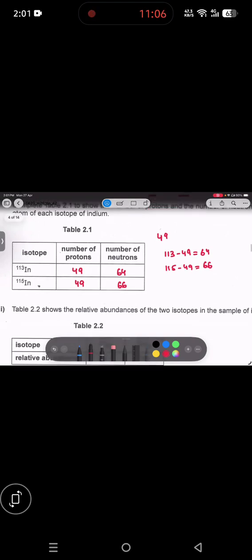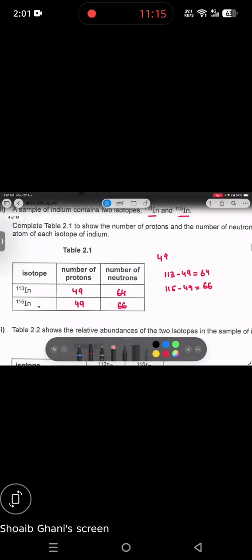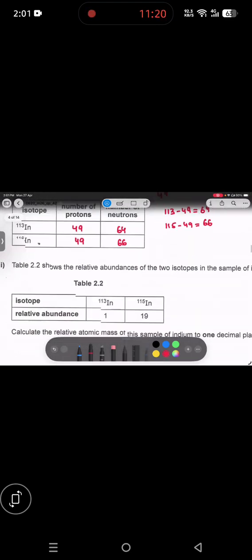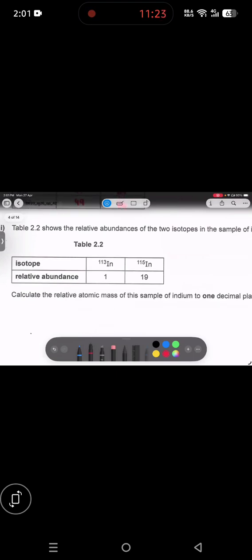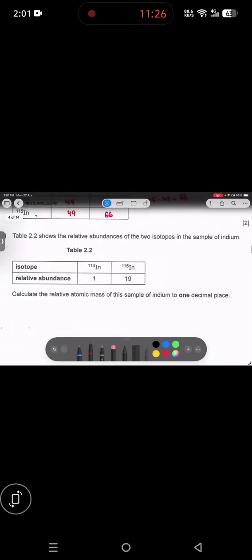For the isotope, the definition is: atoms of the same element having the same number of protons and electrons but a different number of neutrons. Now, in this question, we have to find the relative abundance. The relative abundance is given to us. We have to find the Ar here, the relative atomic mass. Now, the relative abundance is given to us not in percentage form. They are in number form.